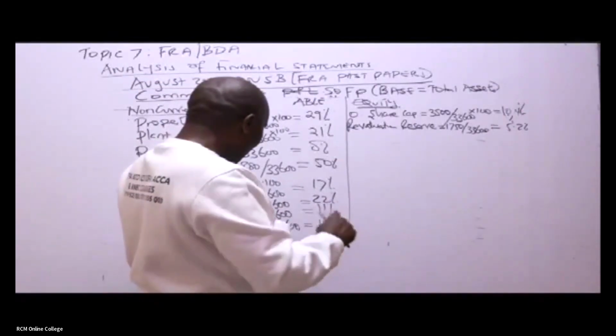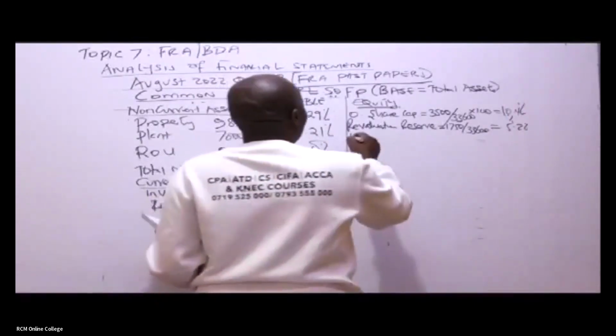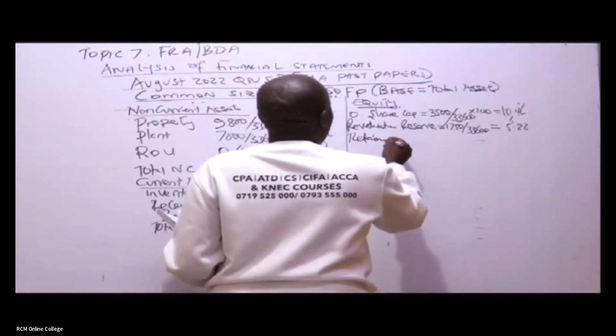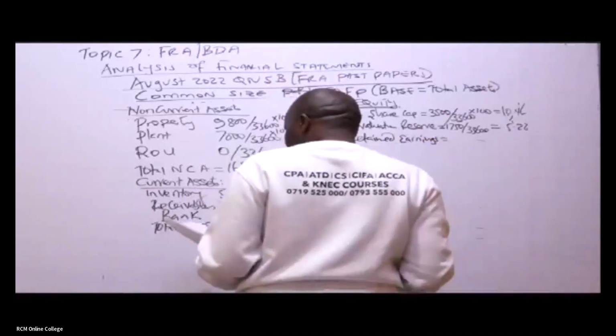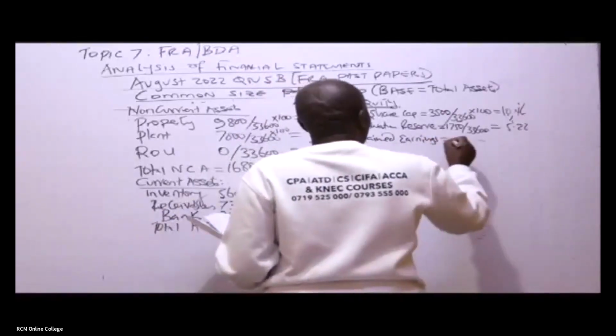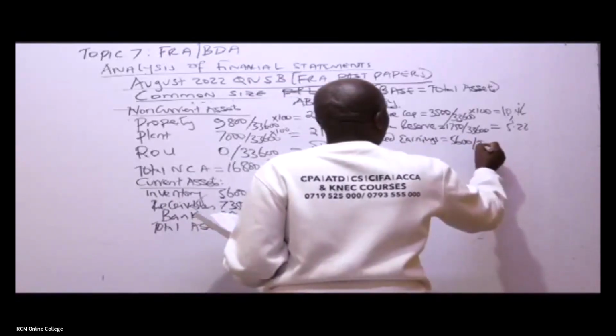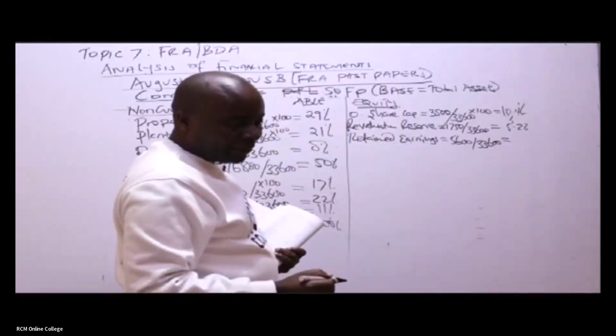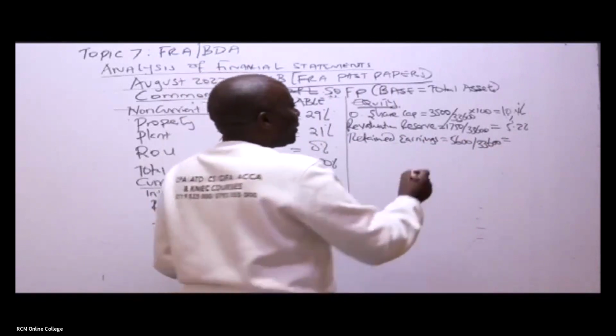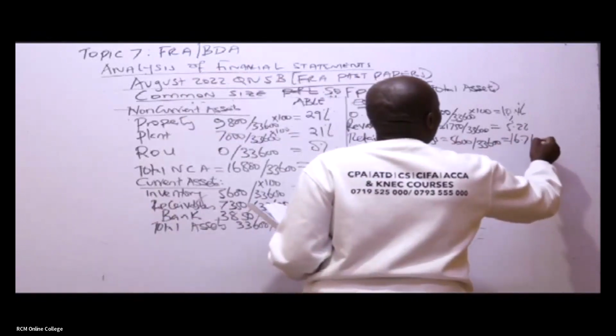Then, ladies and gentlemen, I can see I have retained earnings. So retained earnings, what do we have here? Retained earnings, 5,600. We divide by 33,600. What figure are we getting, ladies and gentlemen, here? 16.7%. Thank you so much.